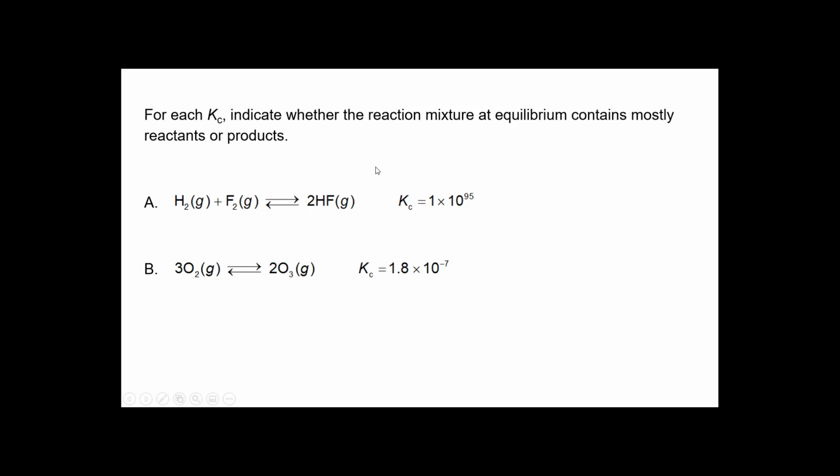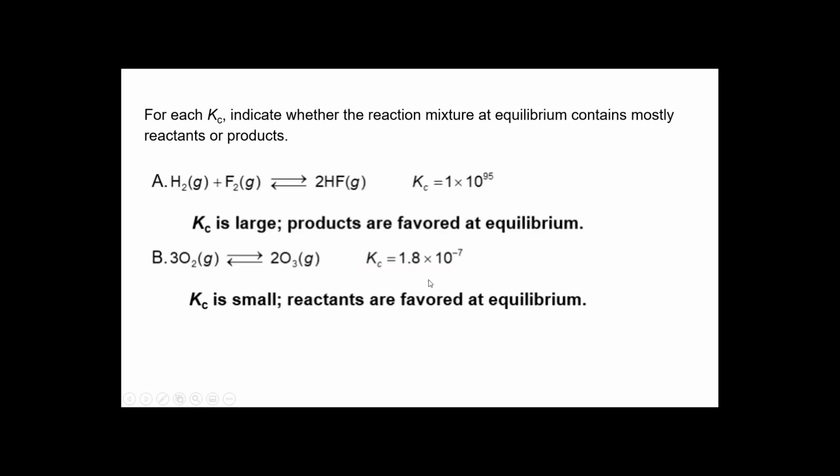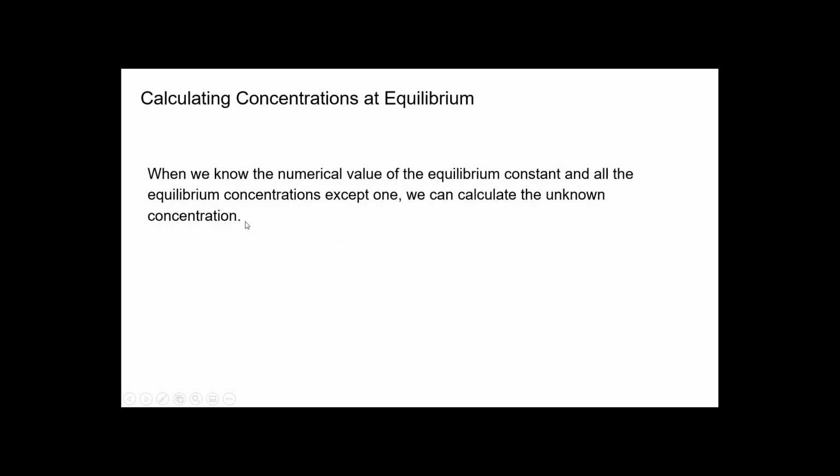For each equilibrium constant, indicate whether the reaction mixture at equilibrium contains mostly reactants or products. Based on what I told you on the previous page in this box, we're looking at this value. It is a positive number, so this is a number that's well over 1. So this is going to be mostly products. Here we have a negative number, which means that we're going to have mostly reactants. So reactants are favored at equilibrium for this one, and products are favored at equilibrium for this equilibrium constant, and it's a large constant.